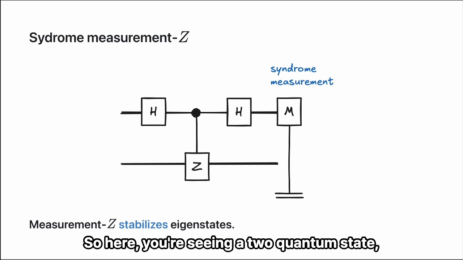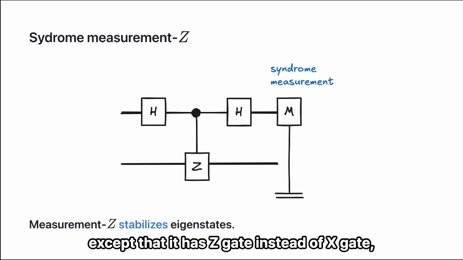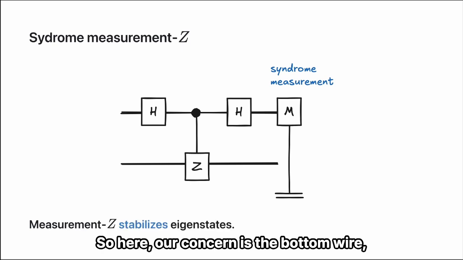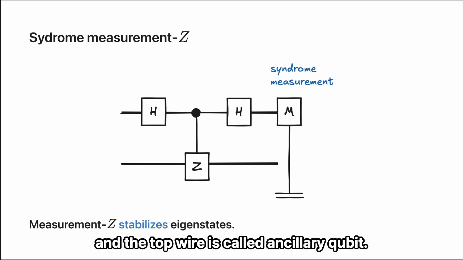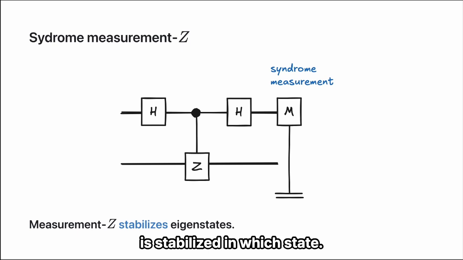So here you're seeing two quantum states, and there is a CZ gate, which is similar to the CNOT gate, except that it has a Z gate instead of an X gate, and the last measurement is called the syndrome measurement. Here our concern is the bottom wire, which is called the theta qubit, and the top wire is called the ancillary qubit. This top wire is only used to detect in which state the theta qubit is stabilized.